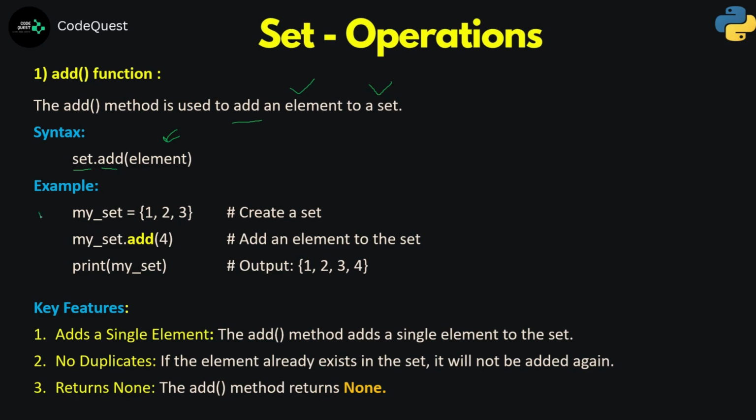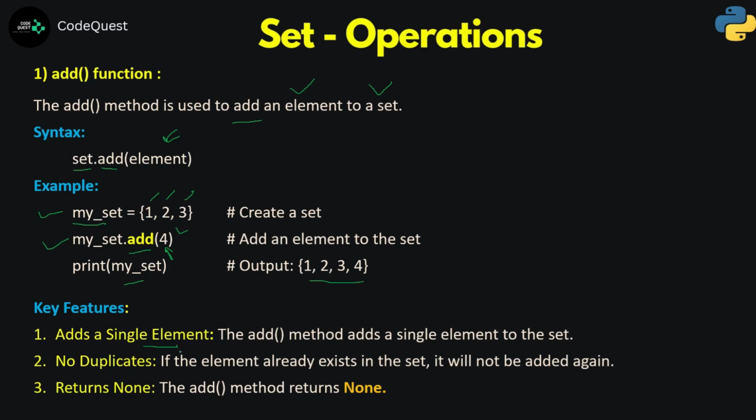So assuming I have a set created here with 3 elements already. Now I am going to call add, passing a single element here, let's say 4. After this add method has been applied, when I check my_set, I can see 4 elements are available. Apart from these 3, a new element is added. So the add function always adds a single element. We cannot add multiple elements by using add.